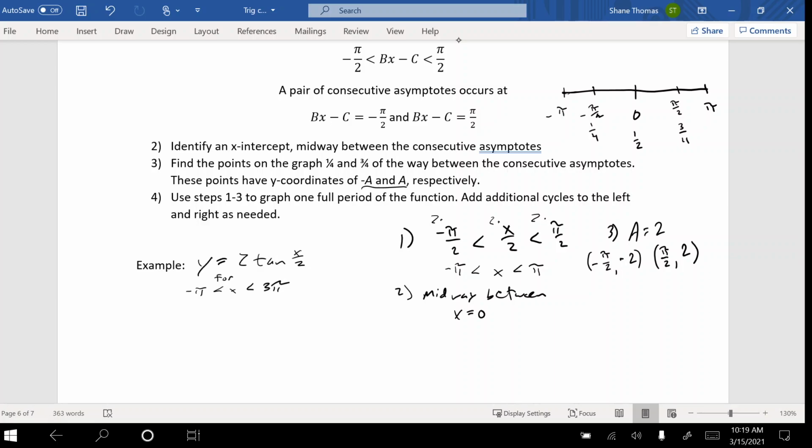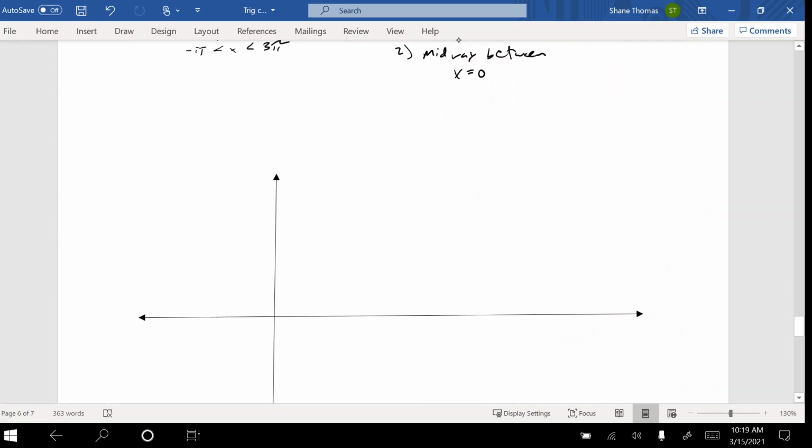All right, let's graph this puppy. I'm going to put negative pi, this will be negative pi over 2, 0, pi over 2, and pi. Now we want to go the whole way to 3 pi, so here should be 2 pi, here 3 pi. Are you with that? I just graphed every half pi there.